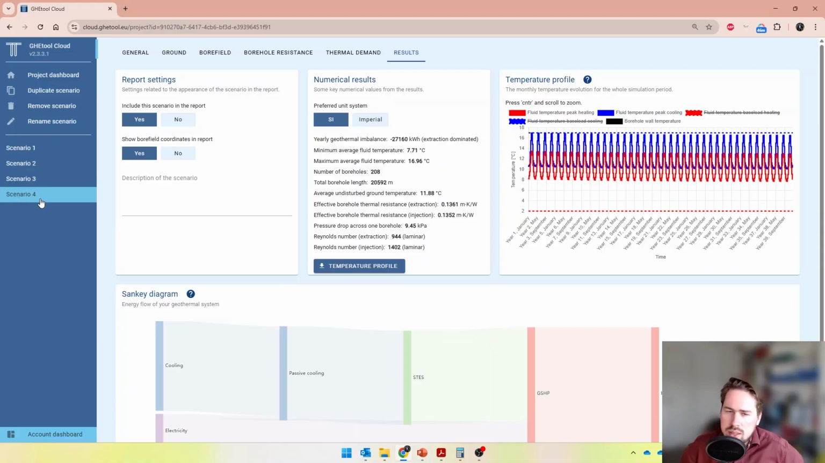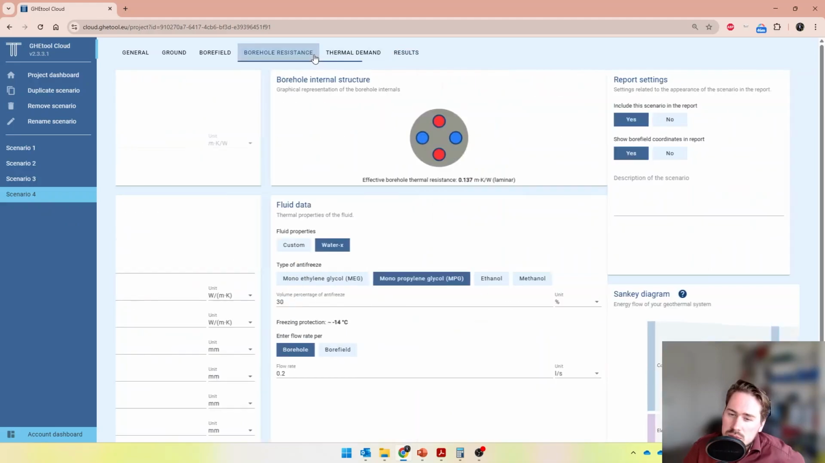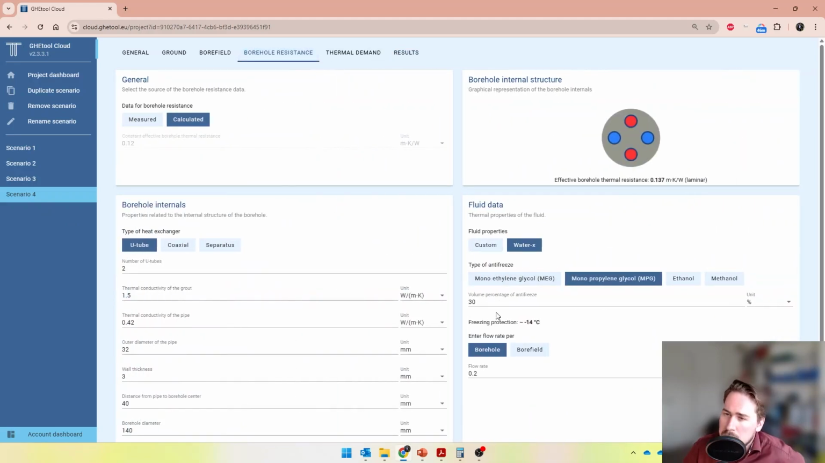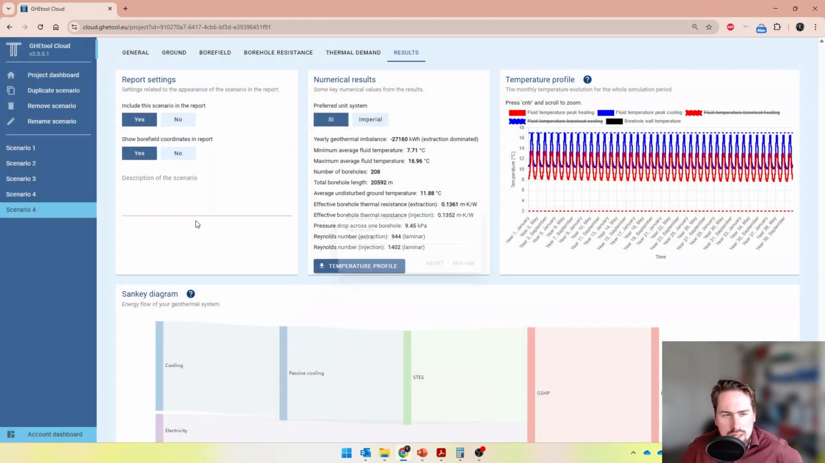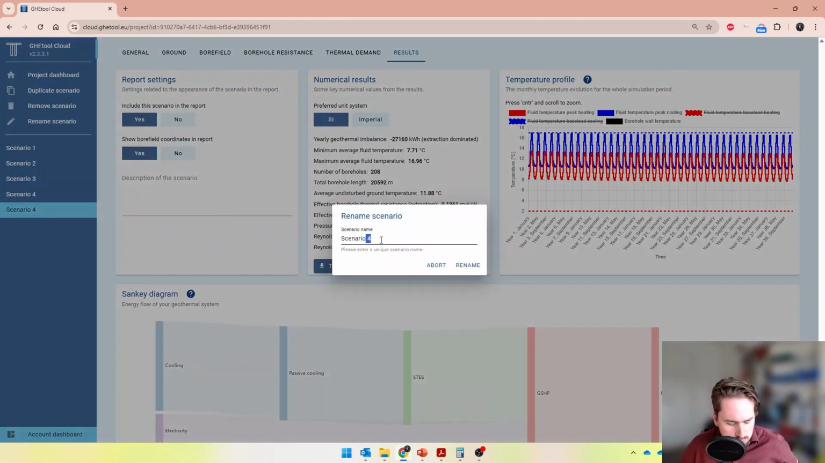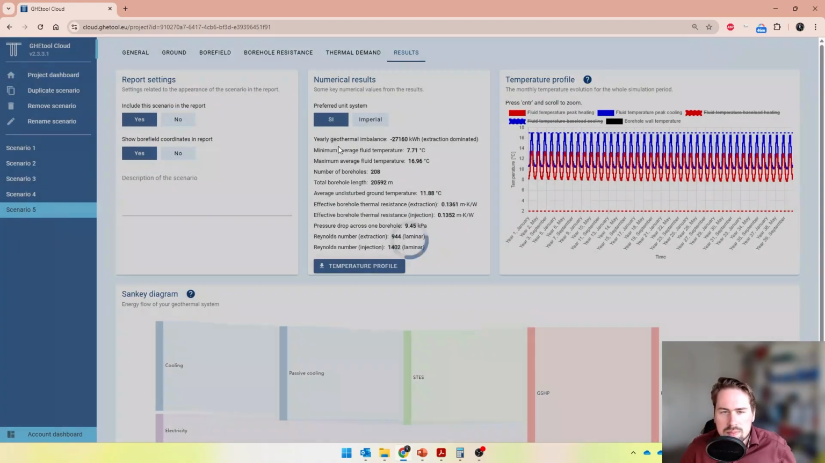So up to the next question. What we said is we're now working with 30% of monopropylene glycol, which is typical in Belgium, which gives us a freeze protection of -14. Now in this case, we only go to 7.7 degrees Celsius. So we actually don't need antifreeze. So let's go ahead and simulate this bore field with water.